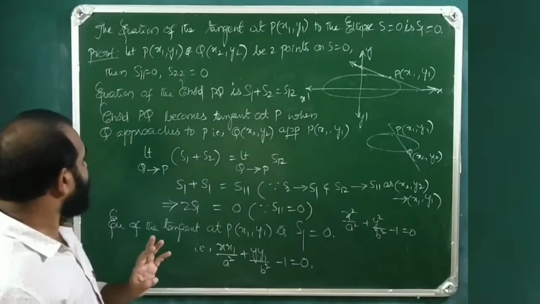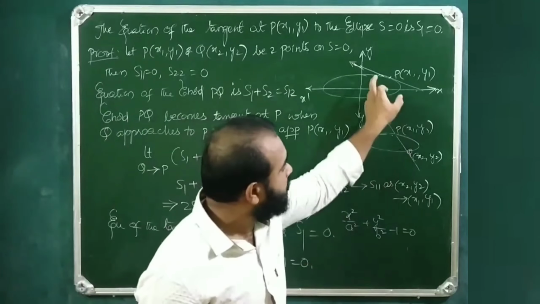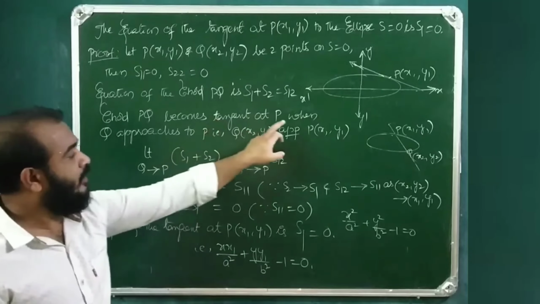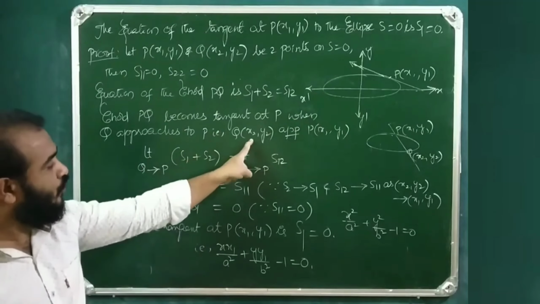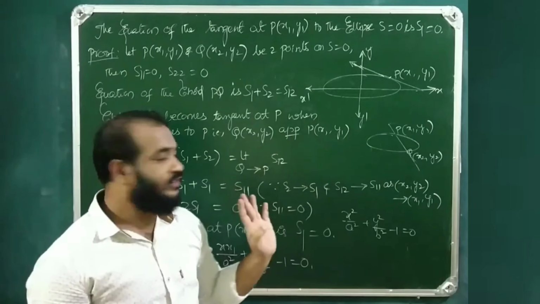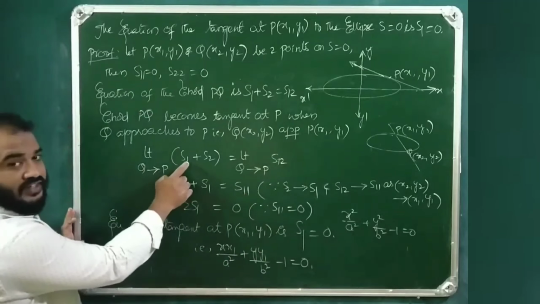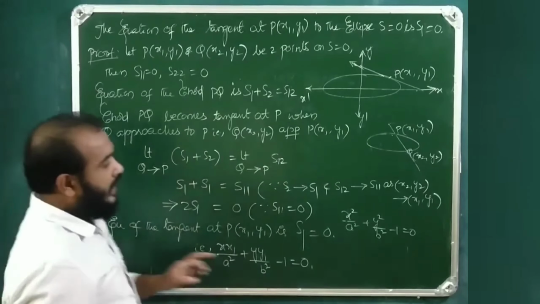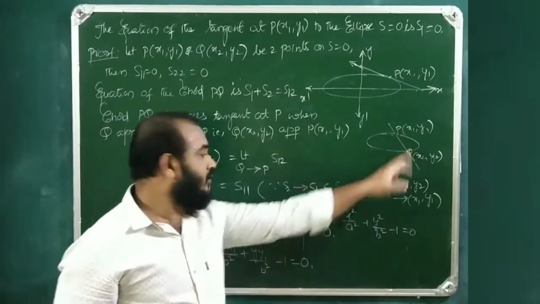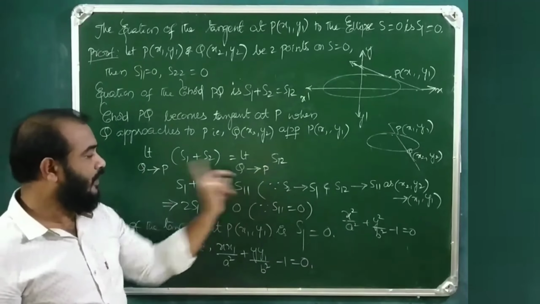This chord becomes the tangent at P when Q approaches P, that is, Q(x2, y2) approaches P(x1, y1). So this is what we have seen earlier: S1 plus S2 equals S12. So Q is tending towards P, so limit Q tends to P.